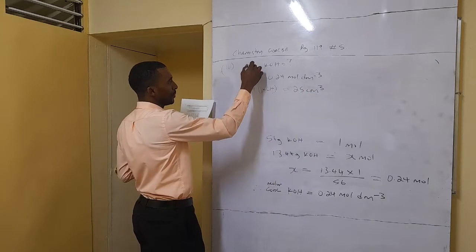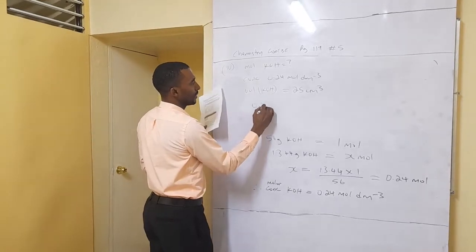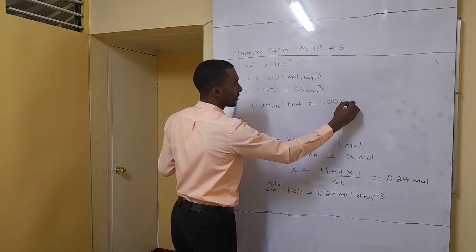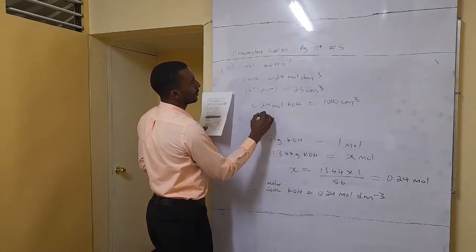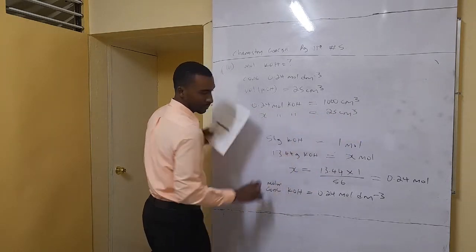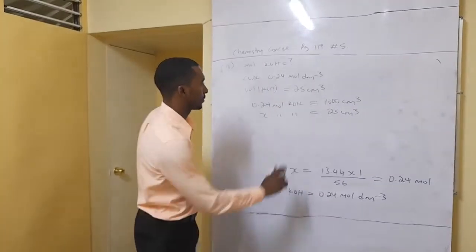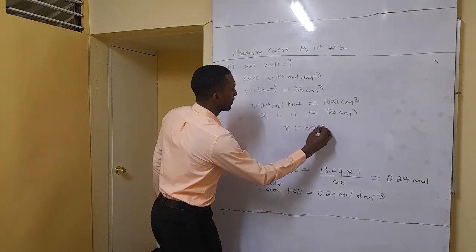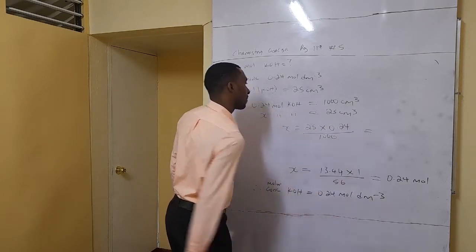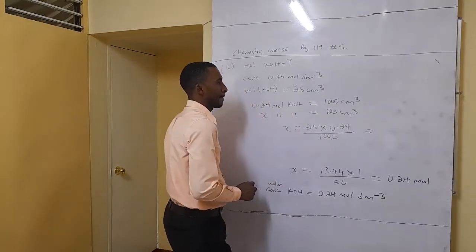Alright? So they want the moles. We have concentration, we have volume, and they want the moles. So from the concentration, we know that 0.24 moles of KOH is in 1000 cm cube. So X moles of this is in 25 cm cube. Cross multiply: X is equal to 25 times 0.24 divided by 1000. So the answer is 0.06.